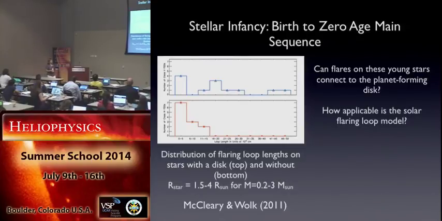And you can ask how applicable the solar flaring loop model that was used to derive these numbers is. That's certainly a valid question. But it gets at the issue of whether flares on these young stars can connect to the planet-forming disk and affect the disk by something other than just the radiation that they're producing.